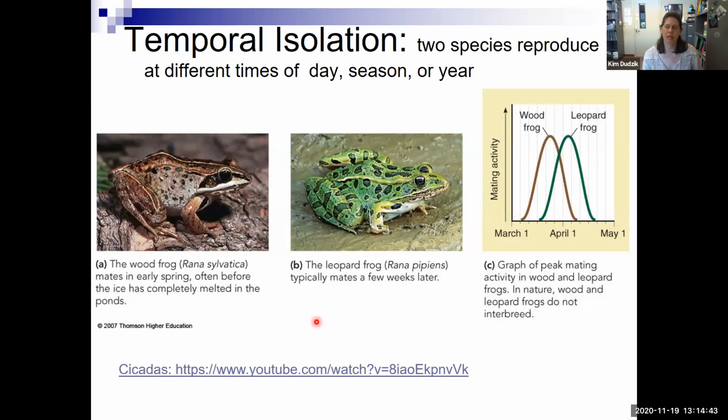It can even be time of day. Some insects mate in the daytime, some insects mate in the nighttime, so they just don't encounter one another. This is often hormonally driven with temporal isolation. The hormones that drive the mating behaviors peak, and they might get stimulated by photoperiod. That can happen between day and night, but photoperiod also changes over the seasons.